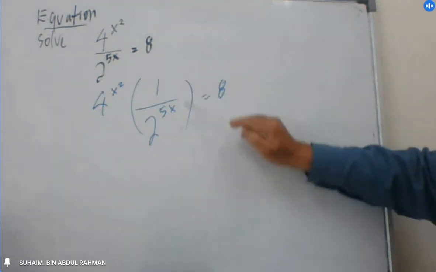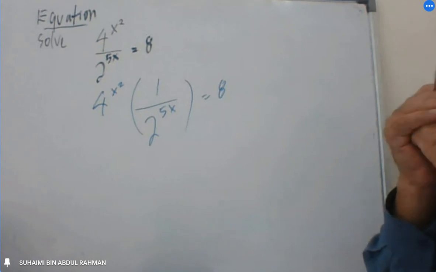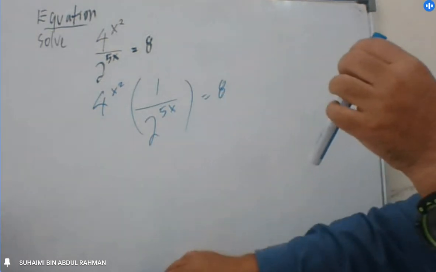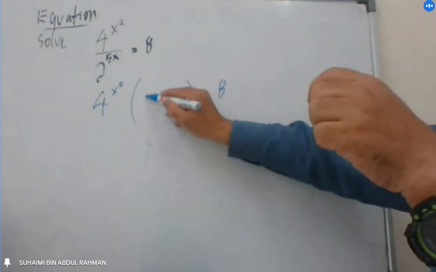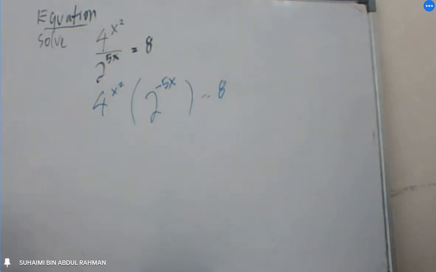One over 2 to the power of 5x can be written as what? 2 to the power of negative 5x. We can change this to 2 to the power of minus 5x. Remember the exponent, the index. This one you're supposed to know before. The basics.